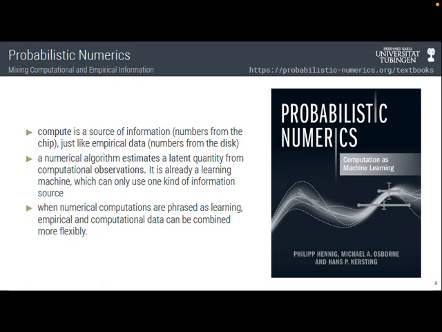So numerical algorithms, whether for simulation or for integration, for optimization, for linear algebra, what have you, are algorithms that estimate some unknown quantity, like the solution of some boundary value problem, given results of computations on a computer chip, on a GPU or a CPU or some other piece of hardware. So they estimate a latent quantity given an observable quantity. And that's exactly what machine learning algorithms do as well. They do inference. They infer a latent quantity from data.